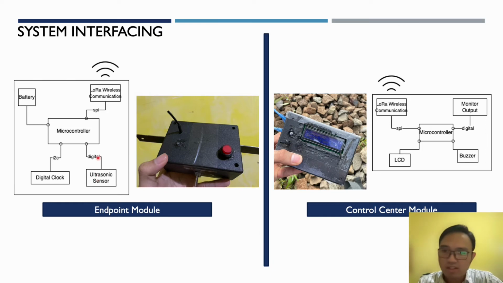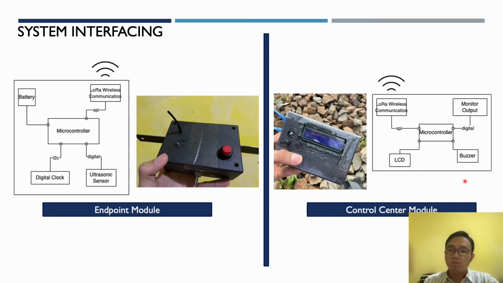This module consists of a battery, microcontroller, LoRa wireless communication, ultrasonic sensor, and digital clock. This system will receive data from the sensor, which is then processed by the controller and sent in the form of packets to the control center using LoRa wireless communication.